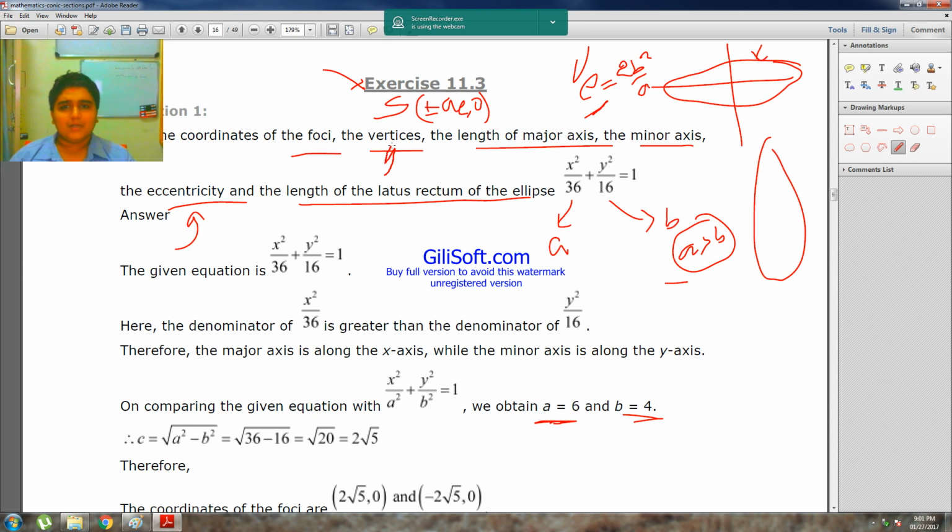The vertices are quite simple for this one. The vertices are given by plus or minus A, 0. For the other one it was different, I'm not doing that. Plus or minus A, 0.